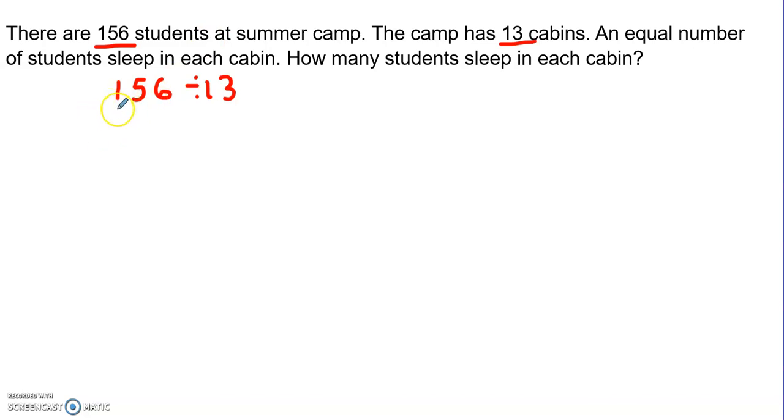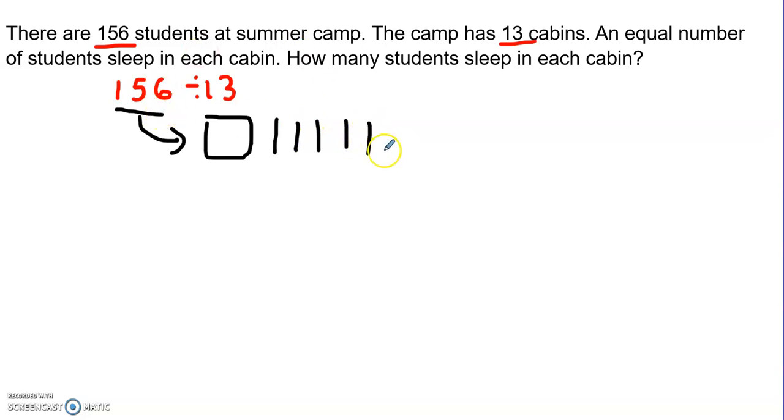Well, the first thing is I take the quotient and I'm going to draw my quotient out. So I have 100, so I know I have my square of 10 by 10, right? And then I have 5 longs, 1, 2, 3, 4, 5. And then I have 6 ones, 1, 2, 3, 4, 5, 6.